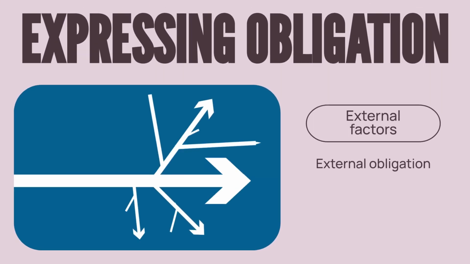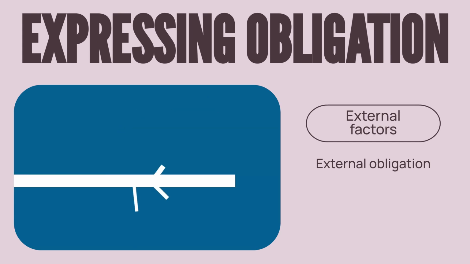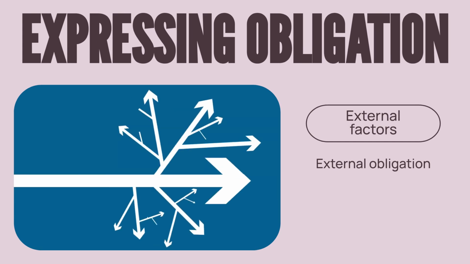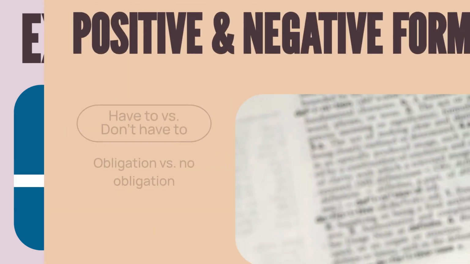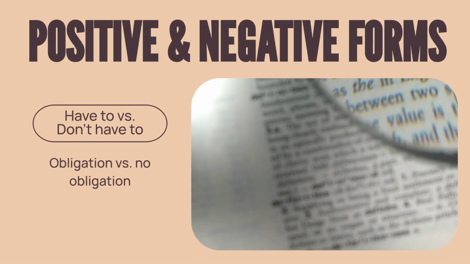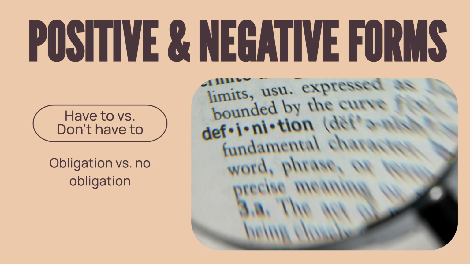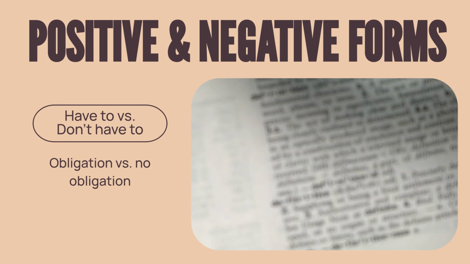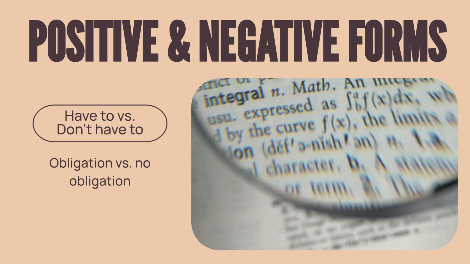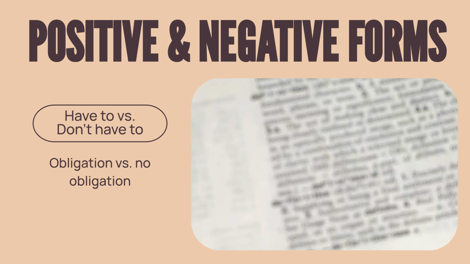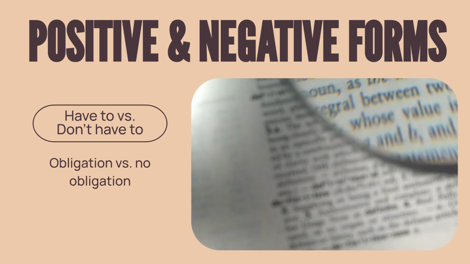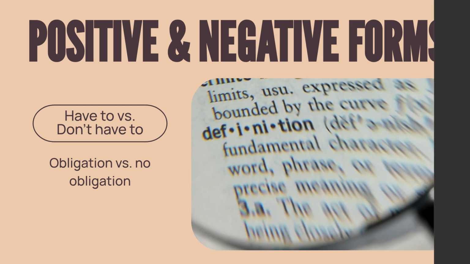Have to is primarily used to express obligations that come from external factors, like rules or laws. For example, you have to wear a uniform at school. Understanding the positive and negative forms is crucial. Have to indicates an obligation, while don't have to shows an absence of obligation, not a prohibition. For instance, I have to study for my exam versus I don't have to work on weekends.